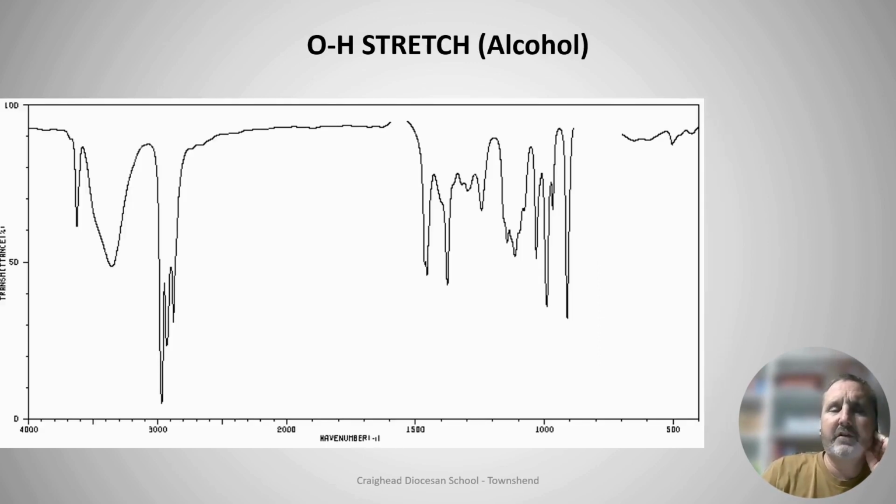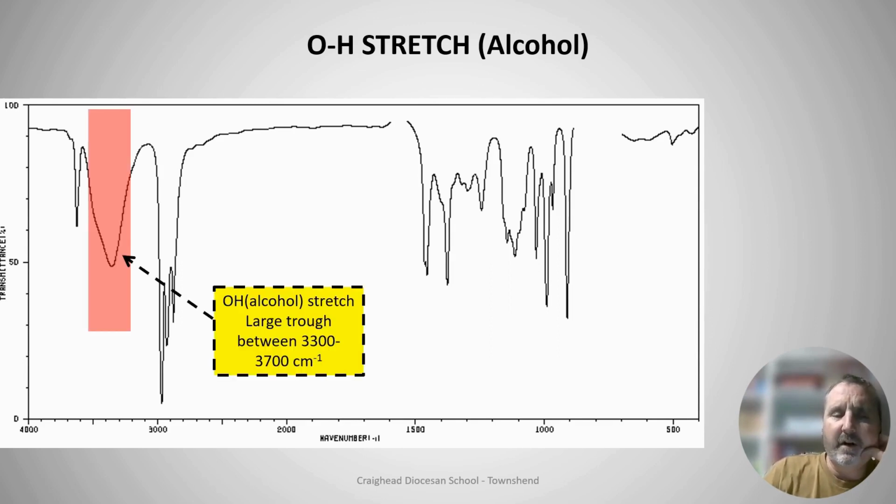So an OH stretch. We can see on the left here, this is an OH stretch. If we see a large trough, this generally triangular-shaped trough here, between 3,300 and 3,700 per centimeter, we have an alcohol group attached to a carbon.